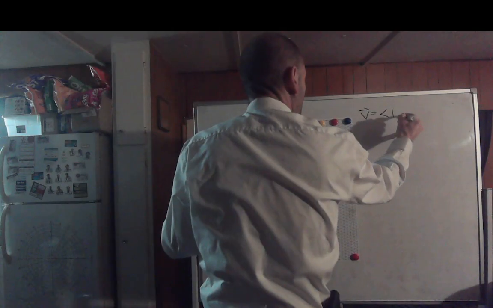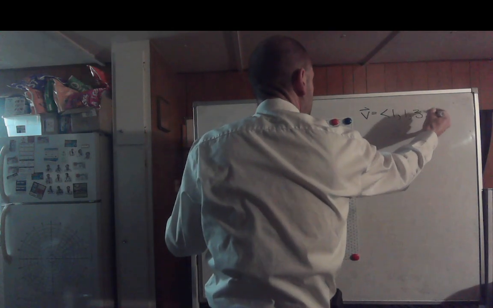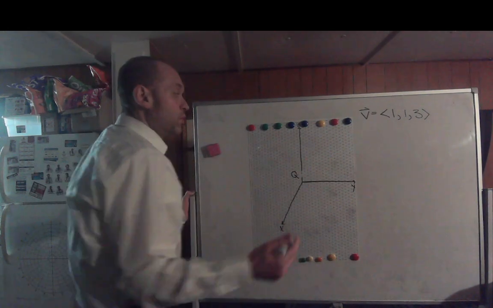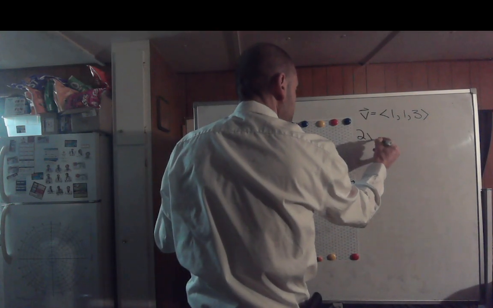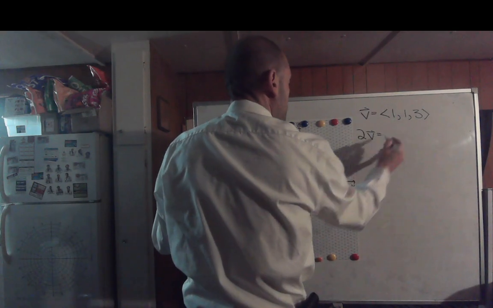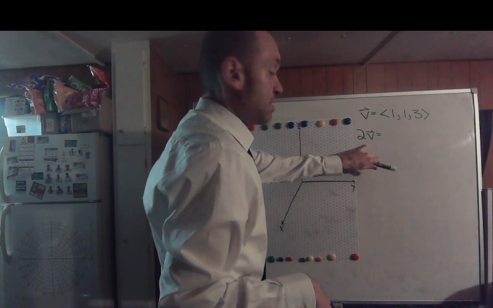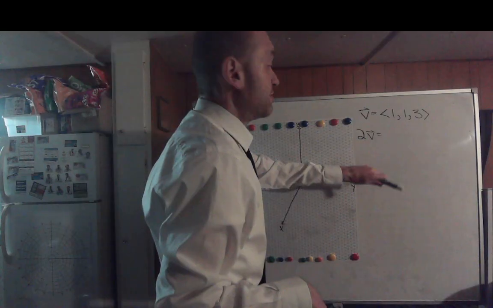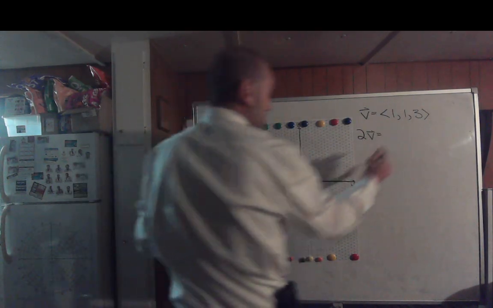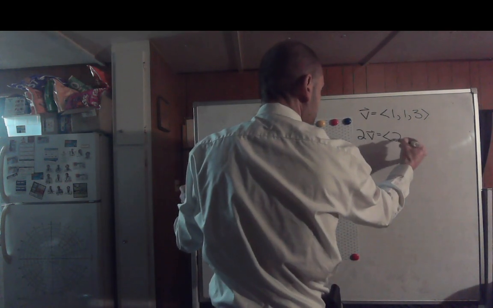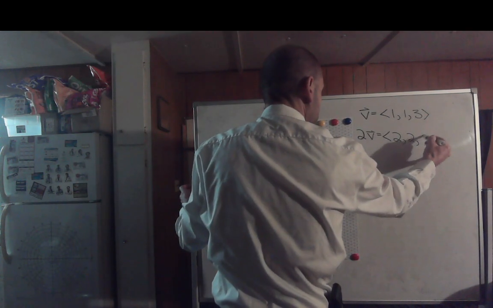So let's say I have a vector v in component form that is 1, 1, 3. So vector v in component form is 1, 1, 3. Well, if I take 2 times vector v, since this is a positive constant, a positive scalar, we're going to get a vector moving in the same direction as 1, 1, 3. I'm just going to distribute that 2 through all my components. This would turn into 2, 2, 6.